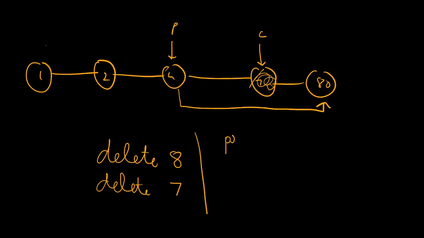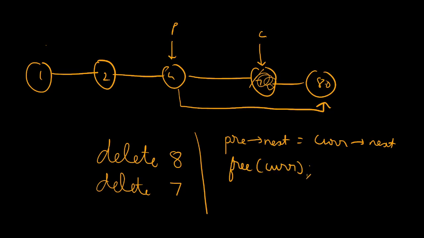So what I'm going to do is set pre's next to cur's next. You get it? So in this case, cur's next is 80. I'm going to set 80 as pre's next. That's exactly what we need to do. But now this cur is also taking a memory on our operating system, so we need to give that memory back to the operating system. So I'm going to free cur. That's it. That's how you delete in the middle of the list or end of the list, anywhere, it's going to work.